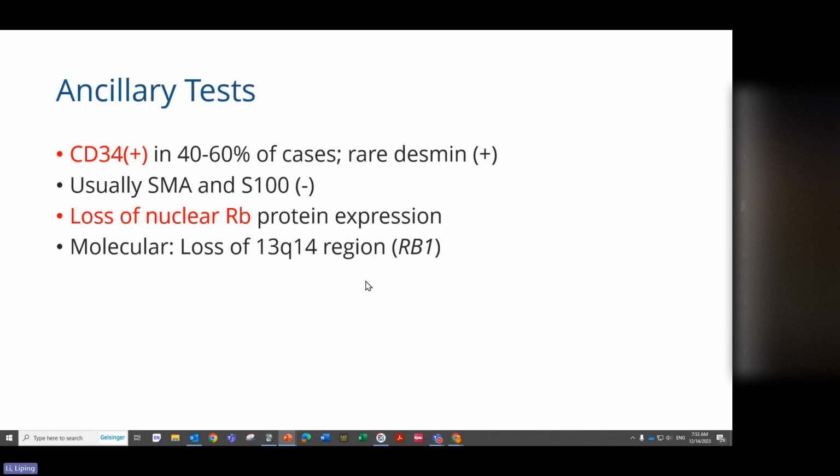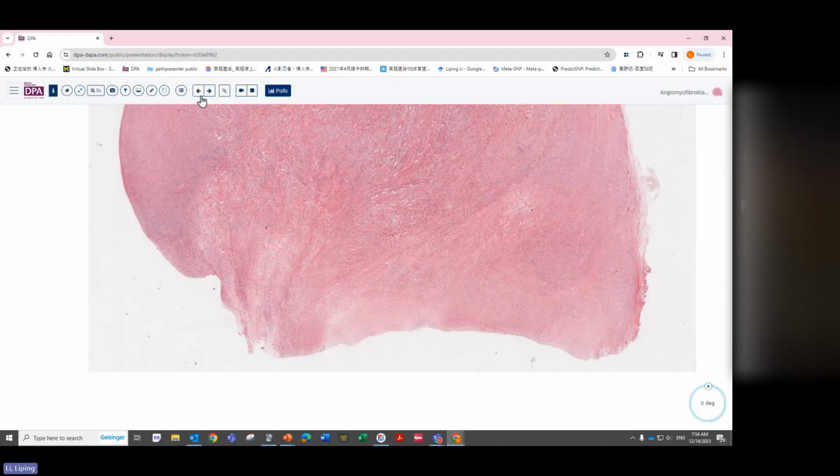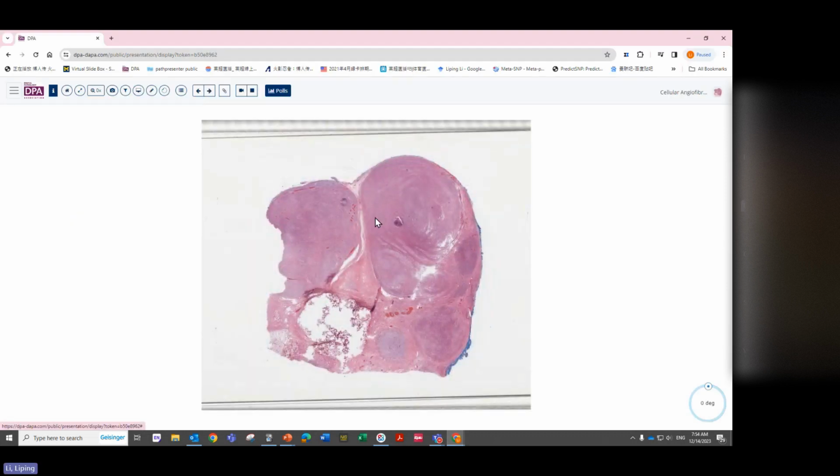So from the breast, we have myofibroblastoma. From the acral site, we have SAF, superficial acral fibromyxoma. And from soft tissue, that is the spindle cell lipoma or polymorphic lipoma. So in all of these 4 entities, you will see CD34 positive and loss of RB1. Maybe they share the same pathogenesis. So let's see the virtual slide.